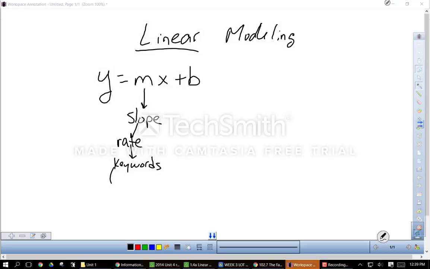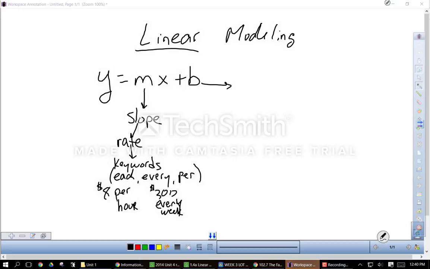Some of the keywords are each, every, and the word per. Okay? So what I mean by that is, say, earns $8 per hour. Okay? That would be your slope. Or $300 every week. Okay? And same thing with each, it's all up there as well. Those are keywords that every time you see that, you're always going to think of slope.